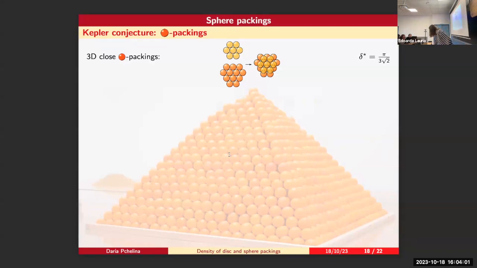That's cool. So I will remove this. So in 3D, the best packing is a cannonball packing, this one. And how do we construct it? We superimpose layers of spheres posed in the hexagonal way. Okay, and we obtain the density π/(3√2).